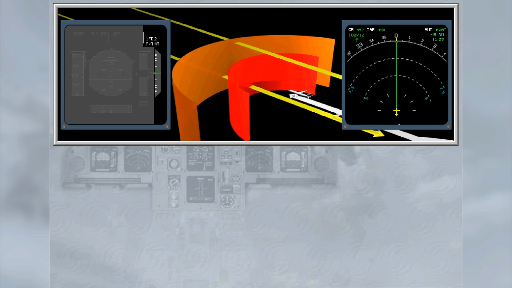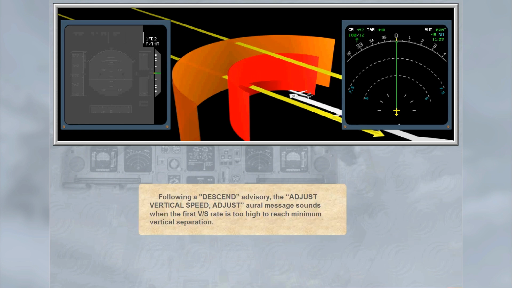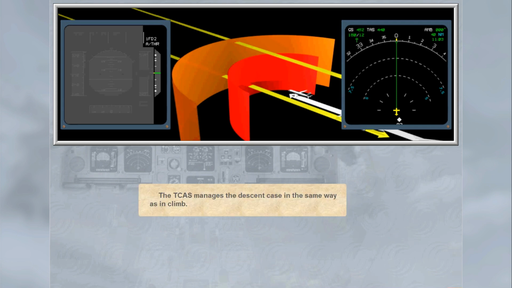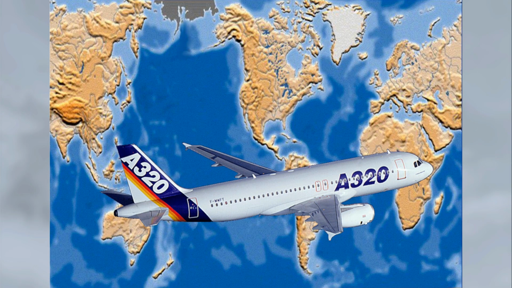Following a descend advisory, the adjust vertical speed adjust aural message sounds when the first vertical speed rate is too high to reach minimum vertical separation. The TCAS manages the descent case in the same way as in climb. We have studied climb and descent examples. We will now work on slightly different cases, RAs with reversal of the vertical speed.